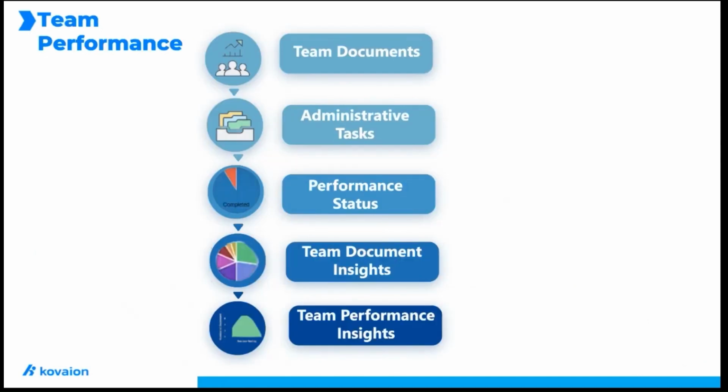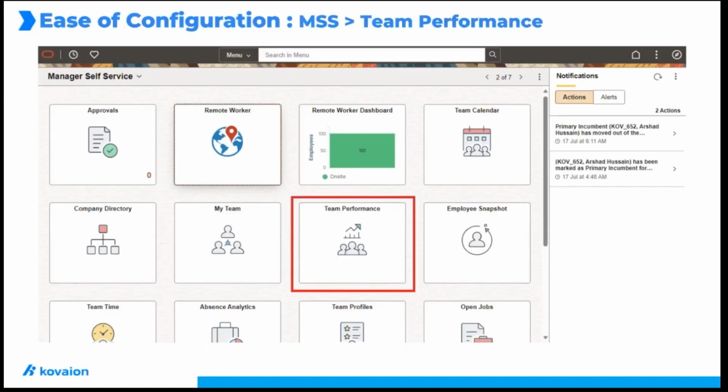These are the things which are available in team performance tiles: team documents, administrative tasks, performance status, team document insights, and team performance insights. This is the ease of configuration we have in team performance. To navigate, we have to go to Manager Self Service. In this, we have the team performance tile.